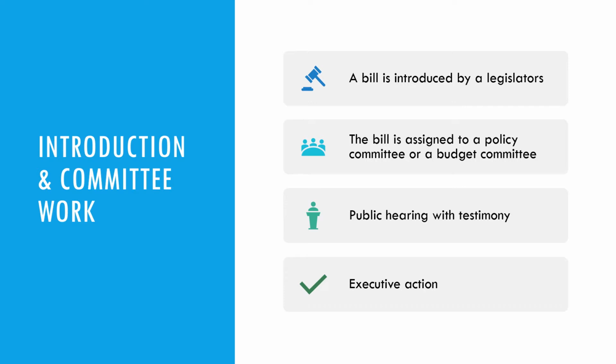Step 2 is the bill is assigned to a policy committee, or if it's strictly a budget issue, it will get assigned to a fiscal committee. Once a bill has been assigned to a committee, step 3 is getting the bill scheduled for a public hearing. Just because a bill is introduced doesn't mean it will be heard. This is totally up to the committee chair. Because of limited time, many bills are never scheduled for a public hearing.